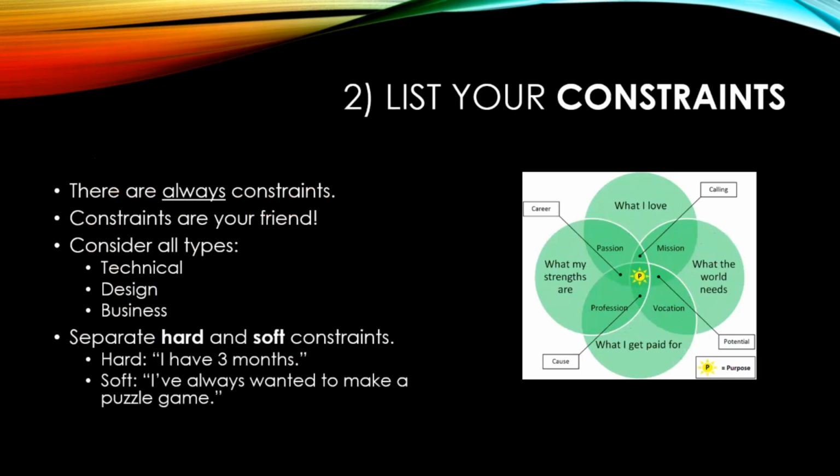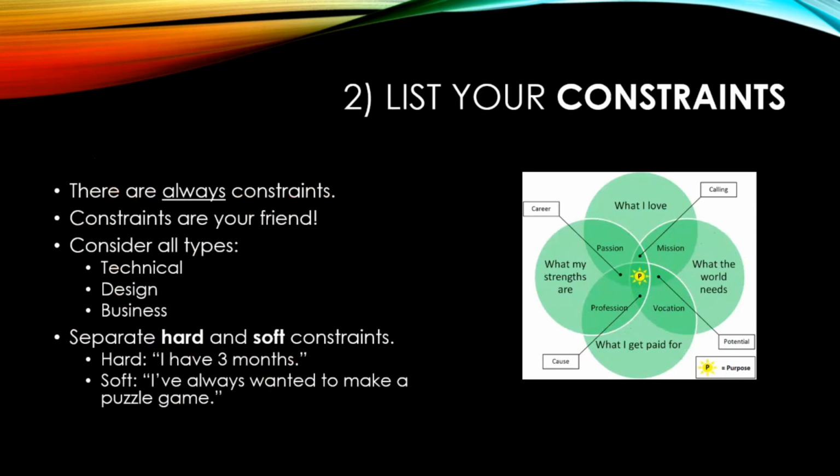You could separate your hard and soft constraints too. I find this very useful. A hard constraint is like, I have 3 months, and that could be because of your budget. Maybe you're running out of money in 3 months. That's a hard constraint. A soft constraint is something like, I've always wanted to make a puzzle game, or I like RPG progression systems, right? Those are things that maybe you care about, but they're not necessarily set in stone. You can change them.